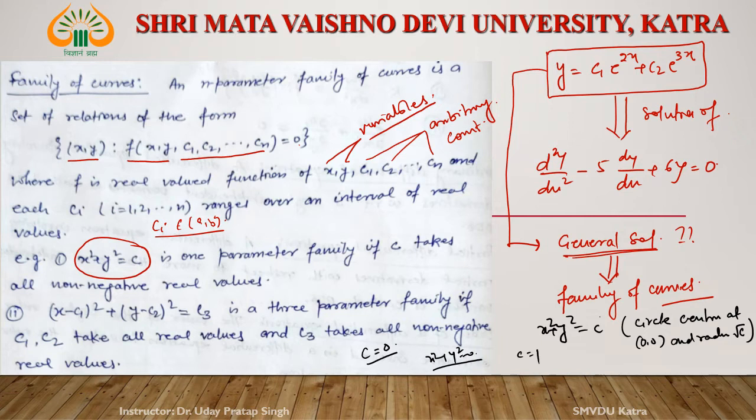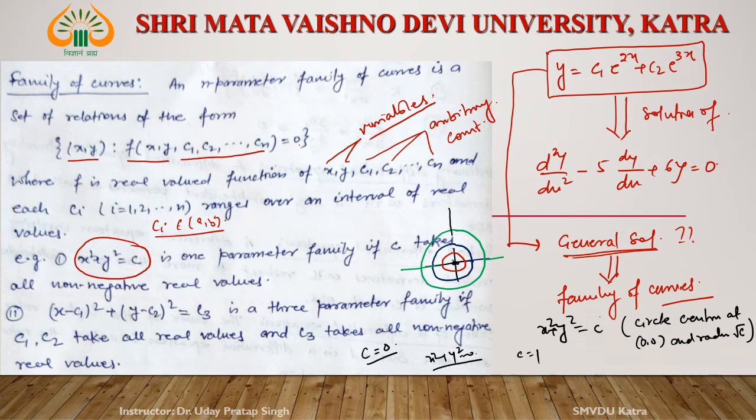See the graph. If c is 0, then this. If c is 1, then what? Center at (0, 0), radius is 1. Okay. If c is equal to 4, center is (0, 0) and radius is 2. If c is equal to 9, then center is (0, 0) and radius is 3. Okay.